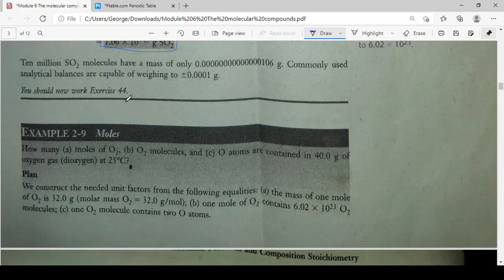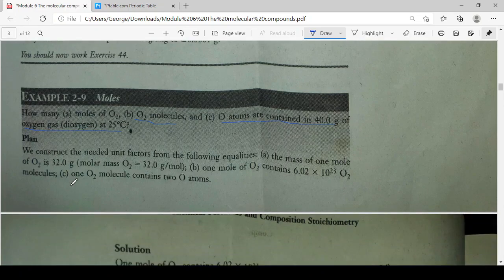For the moles, we are asking to find, for example, how many moles of O2 are there. Letter B, how many O2 molecules. And letter C, how many O atoms are contained in 40 grams of oxygen gas, dioxygen, at 25 degrees Celsius. So, what is our plan to find the moles of O2, the O2 molecules, and the O atoms that are in our 40 grams of oxygen gas? How do we find them? So, kids, below, I will show you how to find them.